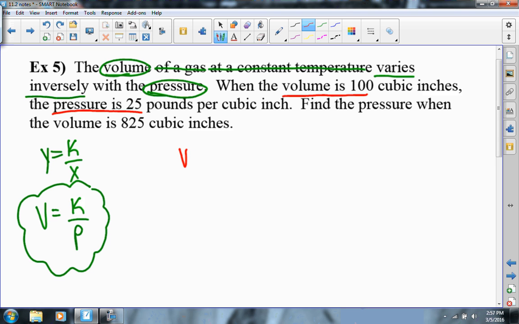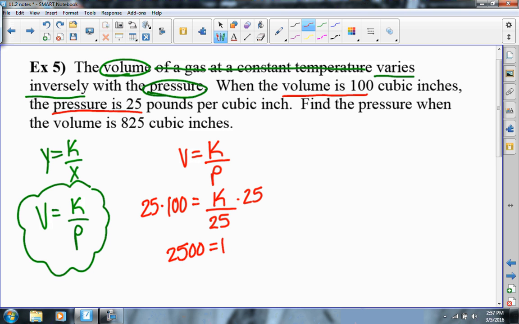So again, I'm going to write my equation, V equals K over P. Now this is just like we did in example 3. The volume is 100, K stays K, and my pressure is 25. They told me the values for the volume and the pressure, so I just substituted those in. Now I'm going to solve for K, so I'm going to multiply by 25. So I'll get 2500 equals K.